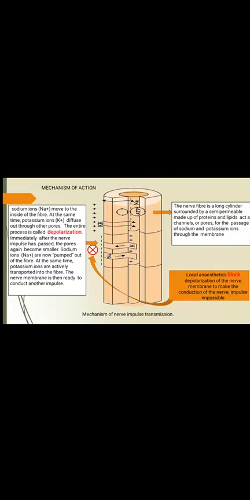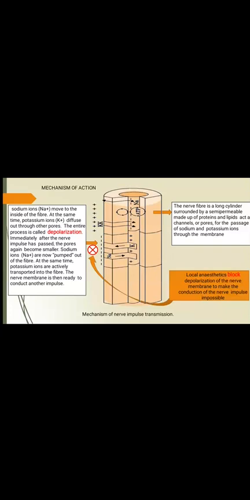Immediately after the nerve impulse has passed, the pores again become smaller. Sodium ions are now pumped out of the fiber. At the same time, potassium ions are actively transported into the fiber. The nerve membrane is then ready to conduct another impulse. So, in that manner, the nerve conduction is carried out.